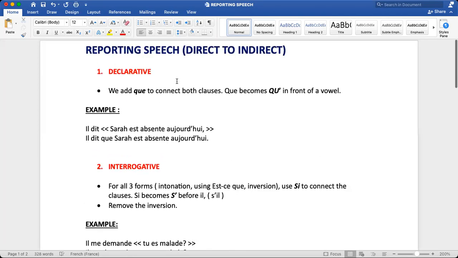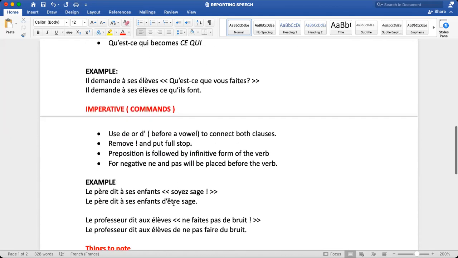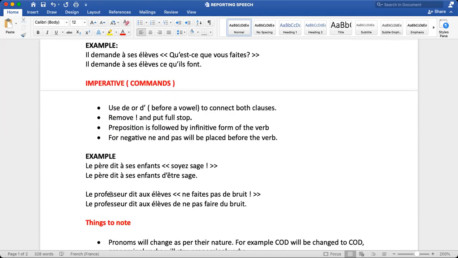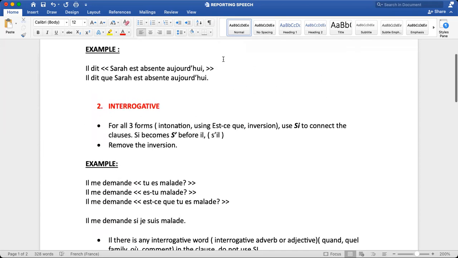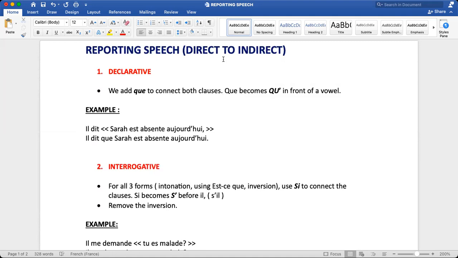So what are declarative sentences? Declarative sentences are like: the weather is good, he's intelligent, he's smart. These are declarative sentences. Second is interrogative. Interrogative, as all of you know, is when a question is asked, like, what are you doing? Do you like French? And imperative is when you give a command, for example, sit down, do your work, don't make noise. These are imperative sentences. So we will learn today how we change these types of sentences to indirect.